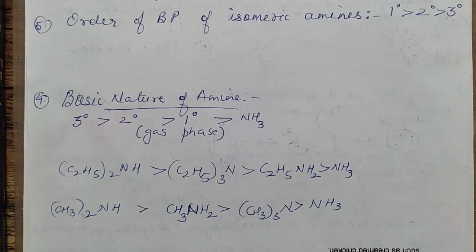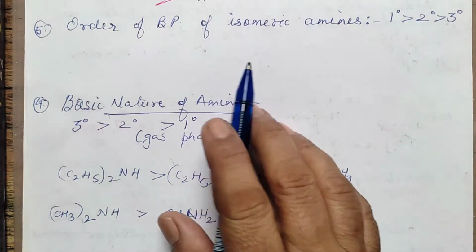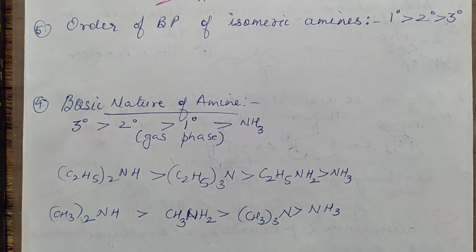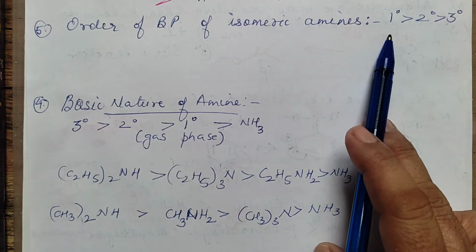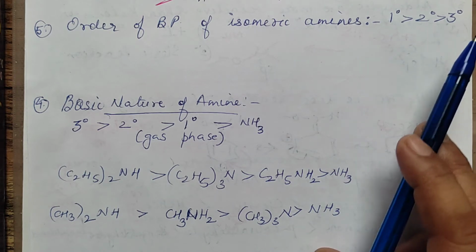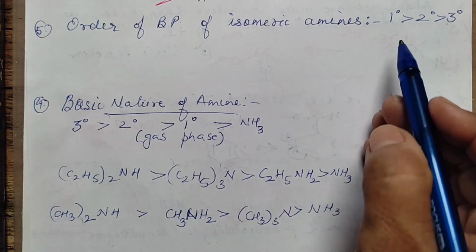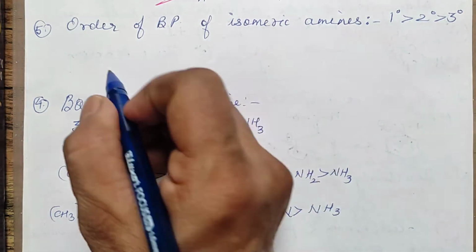The order of the boiling point of the isomeric 1 degree, 2 degree, 3 degree amines is like this: 1 degree is maximum, then 2 degree, then 3 degree. Now why is it so? The extent of H bonding is maximum in 1 degree.